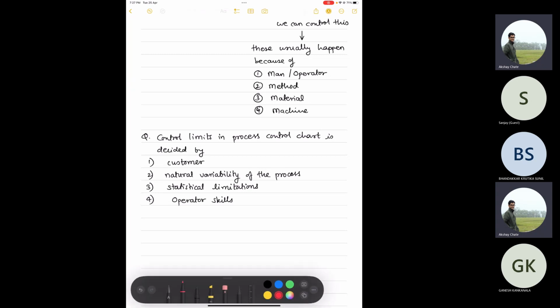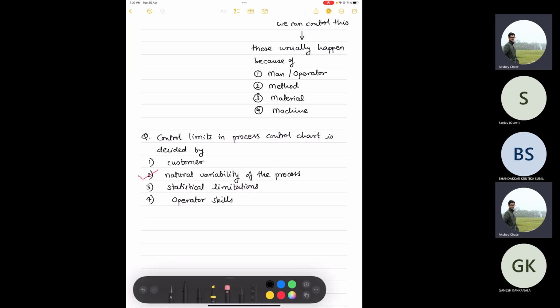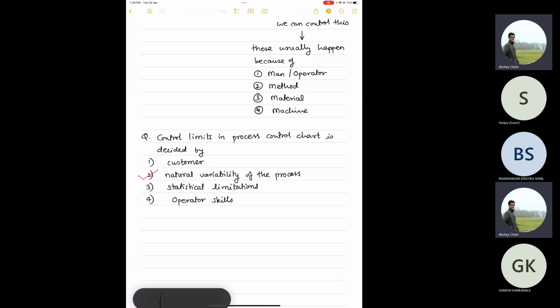See, the customer can't decide the control limits because the customer will give you some specifications and you need to follow that. But how to be within those specifications, that is in your hand, and the minimum that you can do is the natural variations. You can eliminate all the assignable causes by properly taking care of things, but natural variations you can't do anything about. So that's why they are the limiting criteria.